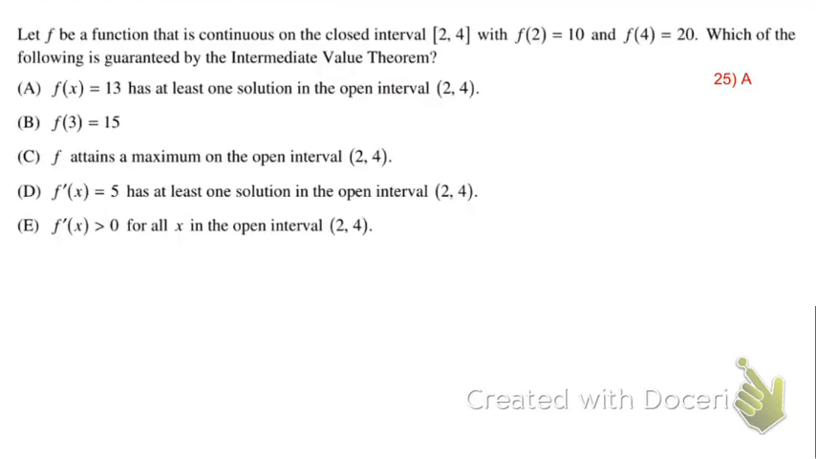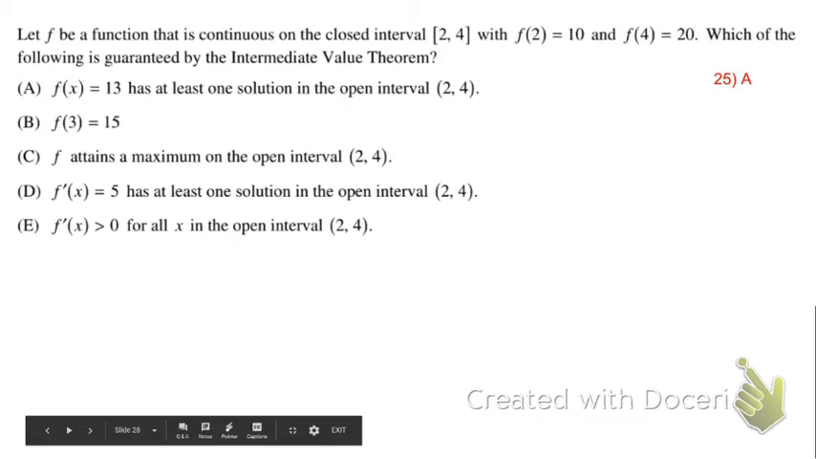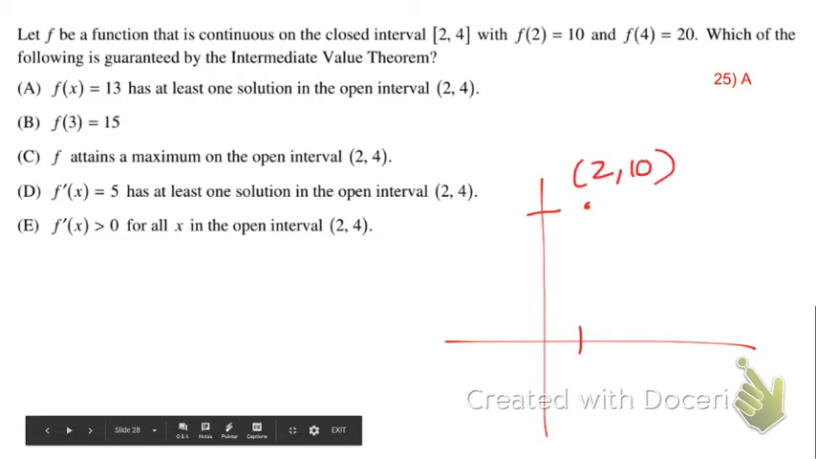On this next question, it says, let f be a function that is continuous on the closed interval from 2 to 4 with f of 2 equal 10. I'll just start graphing this really quick to make sure that we're all clear. f of 2 equaling 10, 2 comma 10, and f of 4 equaling 20. Ooh, that's way up there. 4 comma 20. It says, which of the following is guaranteed by the intermediate value theorem?